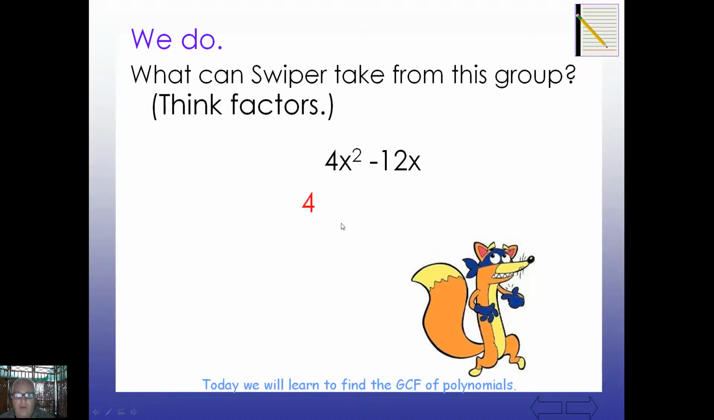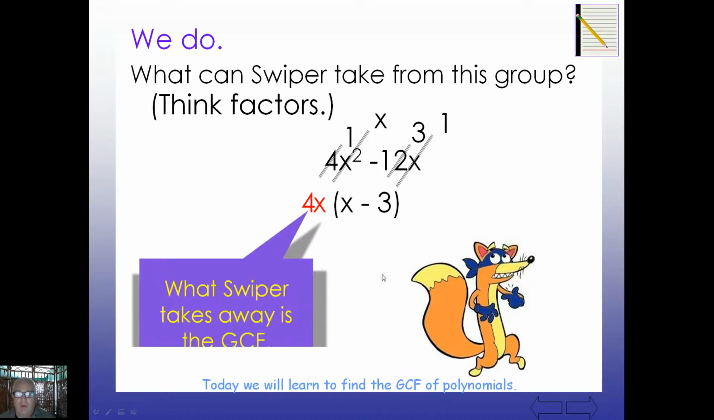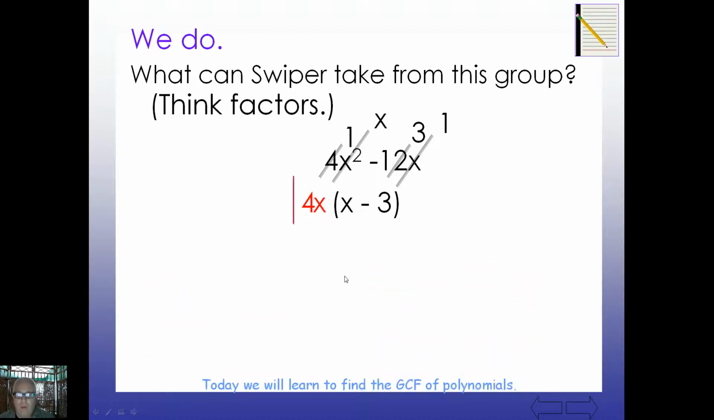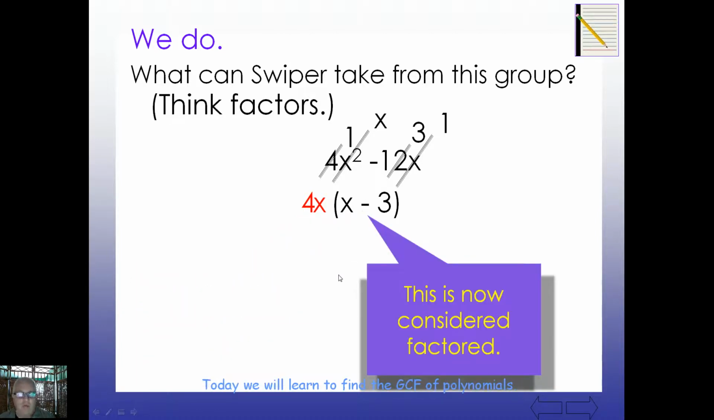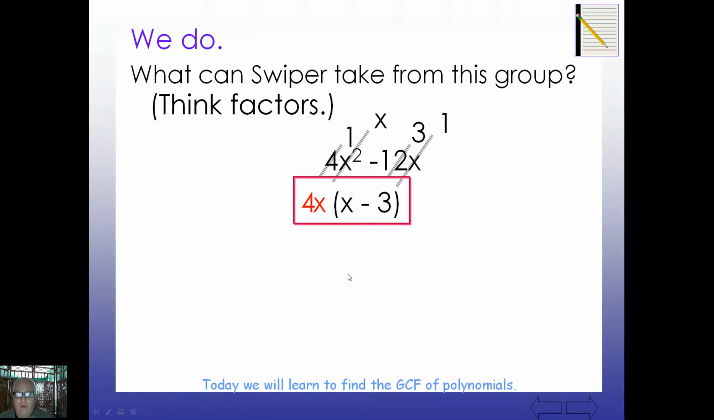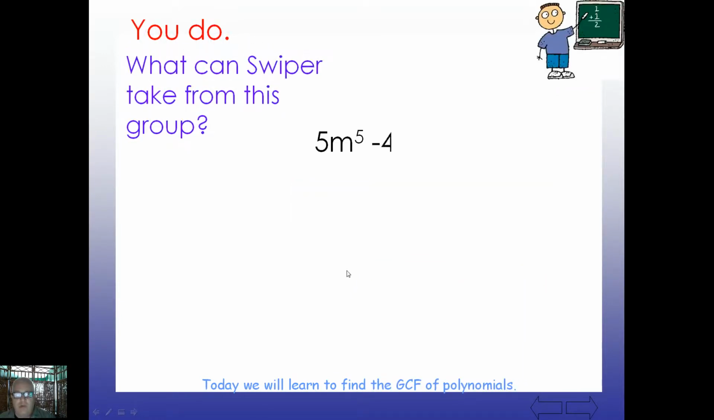So we're going to be looking at removing a 4. So if we divide a 4 away, and what about an x? If we take an x out, you're going to see that we're going to reduce the exponents here by 1. And so what's left if we divide this guy by 4x and this piece by 4x? We're left with 4x times the quantity x minus 3. So what he's removing there is the GCF of that polynomial. So this is now considered in factored form right there. Okay, so why don't you try this one on your own?